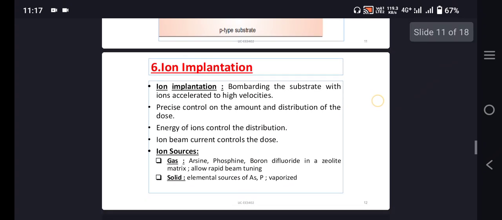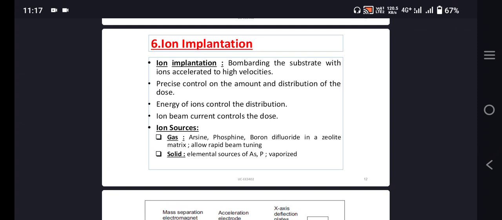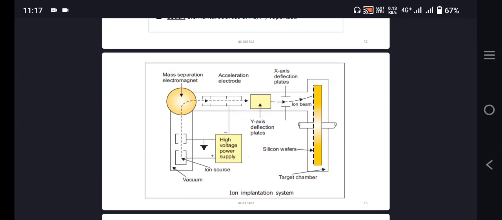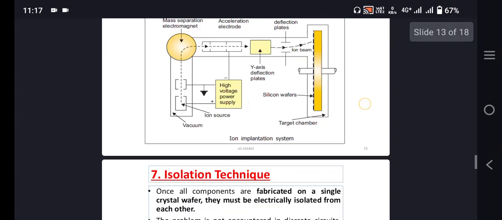The sixth step is ion implantation. Bombarding the substrate with ions accelerated to the high velocity. By means of this operation, ions are implanted. By means of precise control, the amount and distribution of the dosages can be varied. The ion sources may be a gas source or solid source. The process for ion implantation is represented in this diagram. In order to adjust the XY axis, the X as well as Y deflection plates are used.